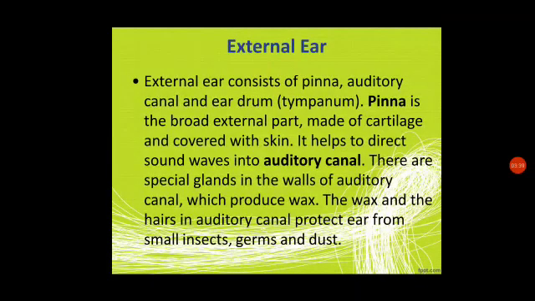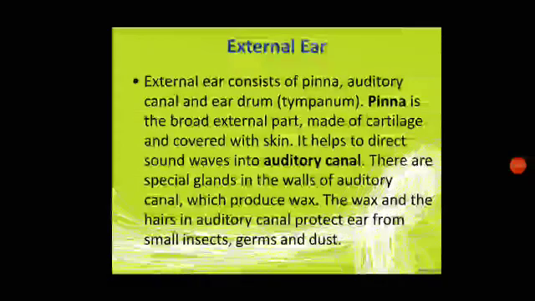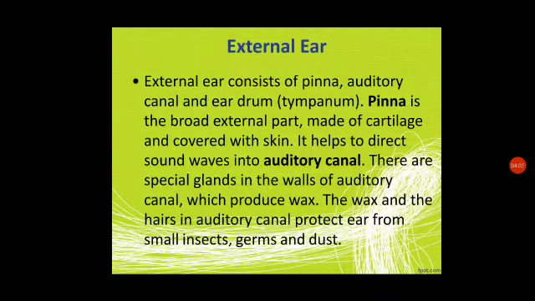External ear. The external ear consists of the pinna, auditory canal and eardrum, the tympanum. Pinna is the broad external part made up of cartilage and covered with skin. It helps to direct the sound waves into the auditory canal. There are special glands in the walls of the auditory canal which produce wax, and the wax is very important for the working of the ear. The wax and the hairs in the auditory canal protect the ear from small insects, germs and dust.